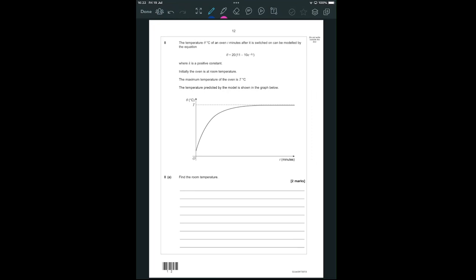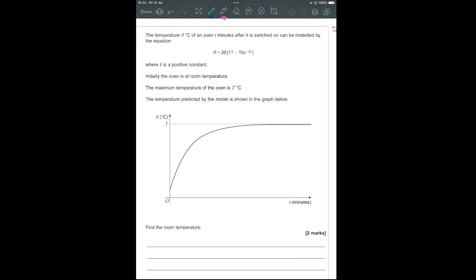Question 8. The temperature of an oven is modelled by that. Initially it's at room temperature. The maximum temperature is T. Temperature is predicted by that graph. So room temperature is the initial value, so that's when t equals 0. Theta is 20, 11 minus, well, e to the power of 0 is just 1. So room temperature in this model is 20 degrees.